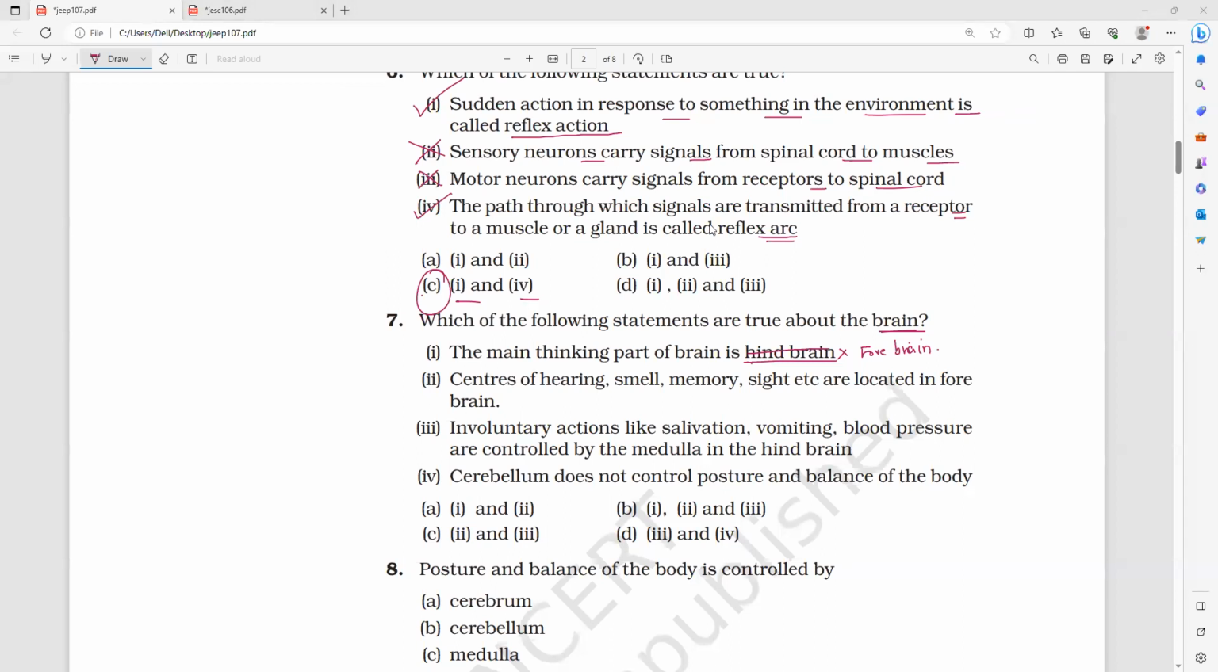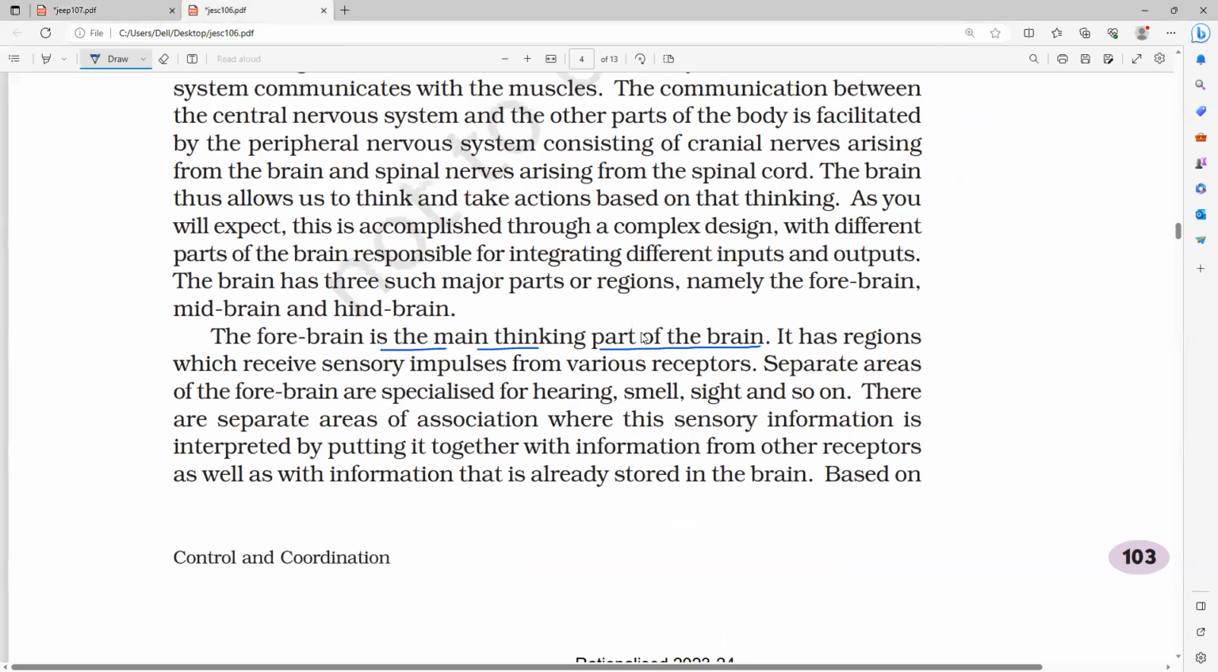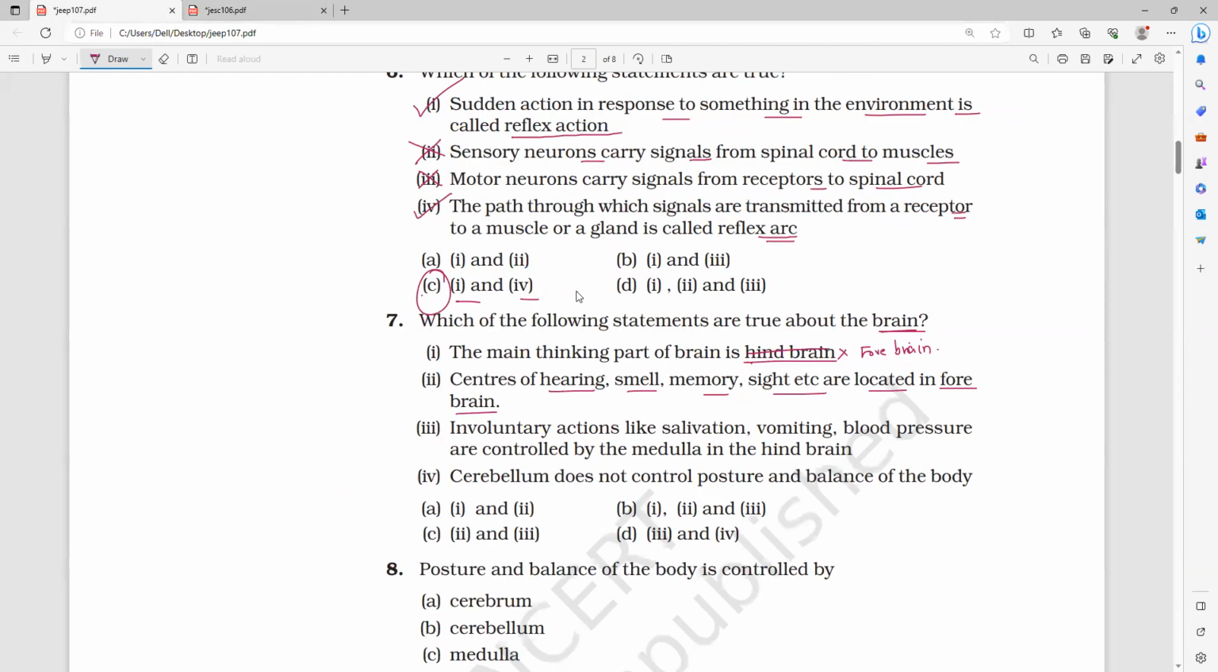Next, center of hearing, smell, memory, sight, etc. are located in the forebrain. Verify it. Everybody, is it right or wrong? Center of hearing, smell, memory. Paragraph number? See that. The separate areas of the forebrain are specialized for hearing, smell, sight, and so on. So center of hearing, smell, memory, sight, etc. are located in the forebrain. Right or wrong? All of you. Right or wrong?